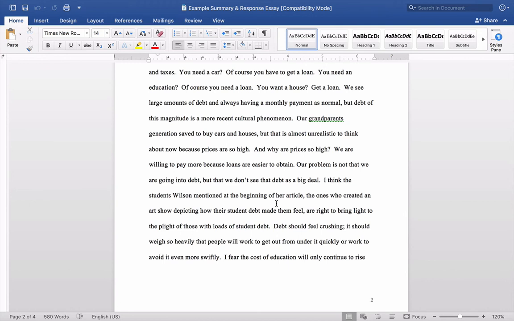So just keep in mind that you do need to be clear about whether you are disagreeing, agreeing, or both. And pretty much anybody can disagree or agree or both with anything. So be mindful that you can do that with pretty much any article that you read. Good luck with your responses.